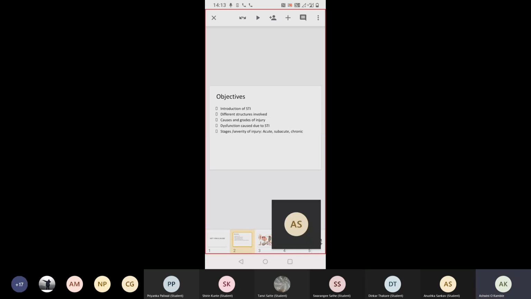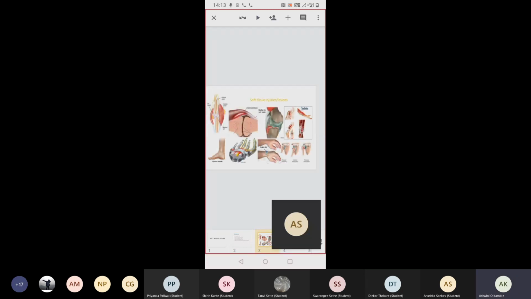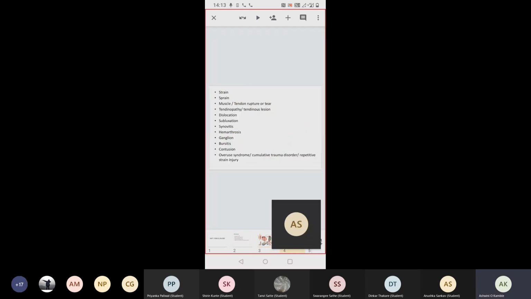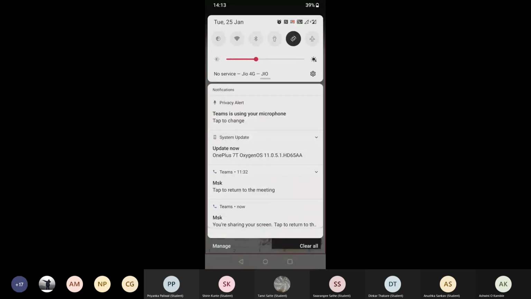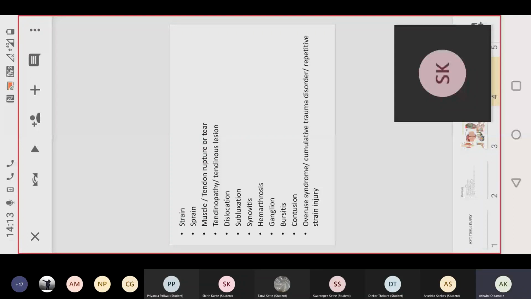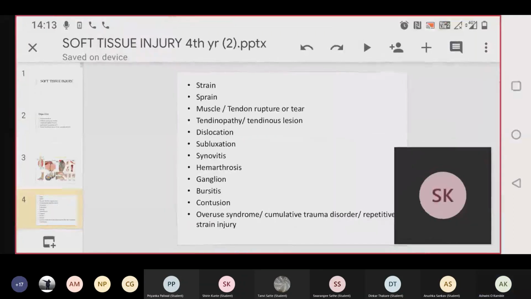So, as someone has said, when there is involvement of your ligament, so it is termed as sprain. When there is an involvement of your... Ma'am, sorry to interrupt, but can you rotate the screen because it is very small. We can't see clearly. Is it fine now? Yes, ma'am.